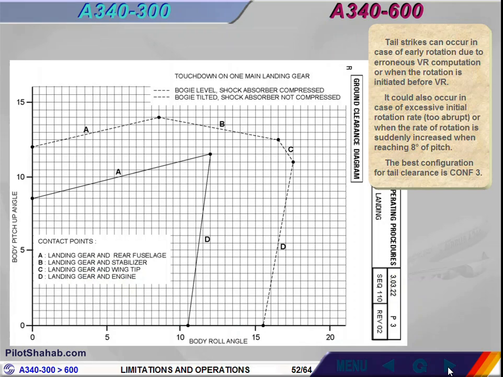Tail strikes can occur in case of early rotation due to erroneous VR computation or when the rotation is initiated before VR. It could also occur in case of excessive initial rotation rate, too abrupt, or when the rate of rotation is suddenly increased when reaching 8 degrees of pitch. The best configuration for tail clearance is Conf 3.